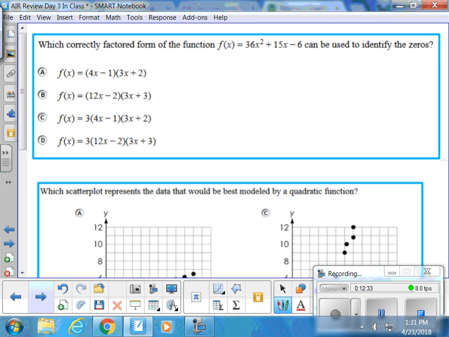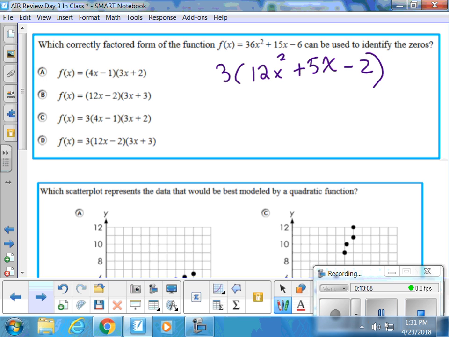All right, let's try some factoring and stuff. Which correctly factored form of this function can be used to identify the zeros? Let's do it by hand first, and we'll use our Desmos to check. So 36, 15, and 6. Do you see any common monomials we can factor out? What do you think? 3. I love that idea. So let's pull a 3 out front, leaving us with a 12x squared, a positive 5x, and a negative 2.